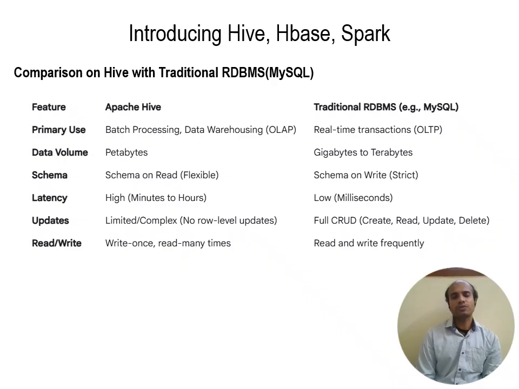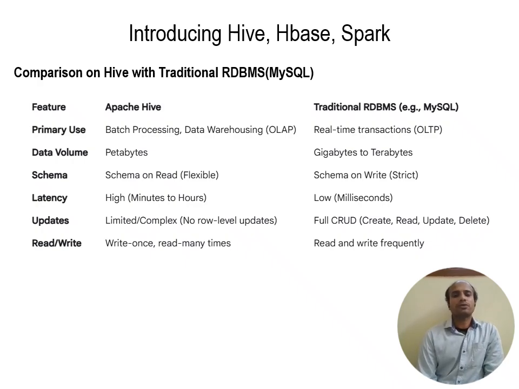which is OLTP. Next feature is data volume. With respect to Apache Hive, it is in petabytes. In regards to the traditional relational database management system, that is MySQL, it's gigabytes to terabytes. We are talking about the data. Next feature is schema. Apache Hive schema is on read, which is flexible. The schema on the relational database management system MySQL is on write, which is not so flexible, so it's strict.